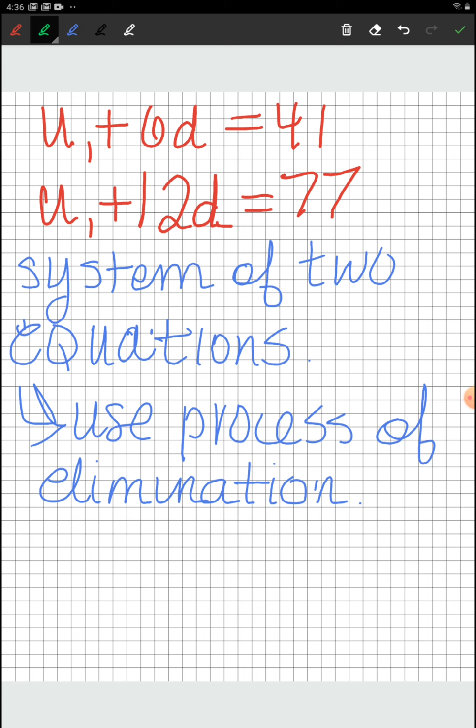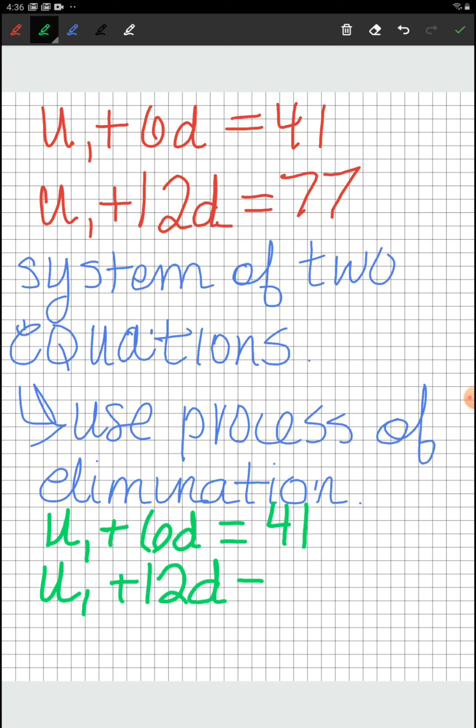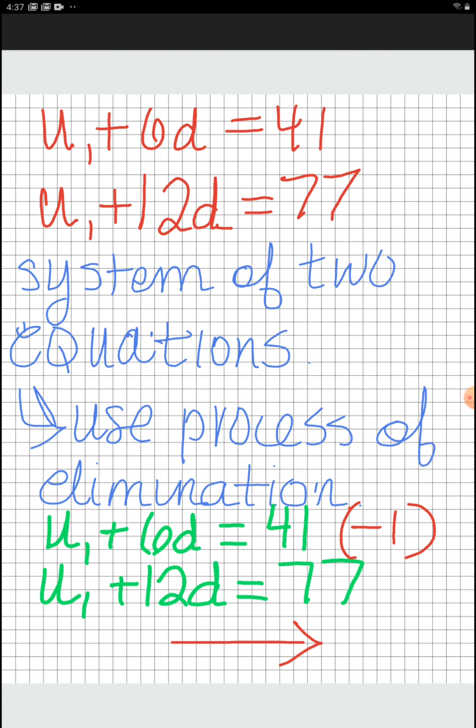Actually, I can just write it again. So u1 plus 6d equals 41. And then u1 plus 12d equals 77. So I'm going to go ahead and just multiply the entire first equation by -1, and move on to the next page. So pause if you need to. So that's negative u1 minus 6d equals negative 41. And then the second equation stays the same.